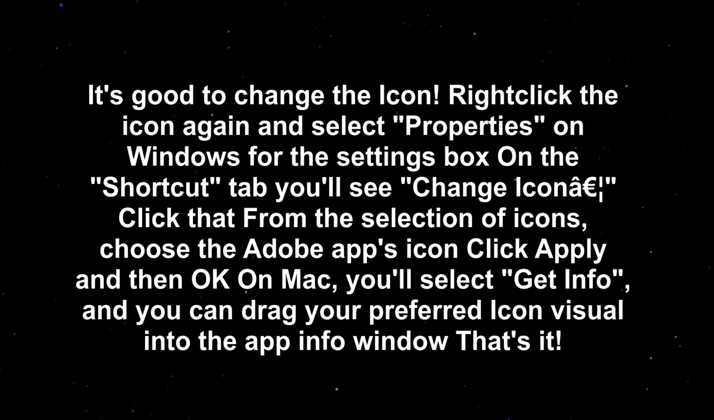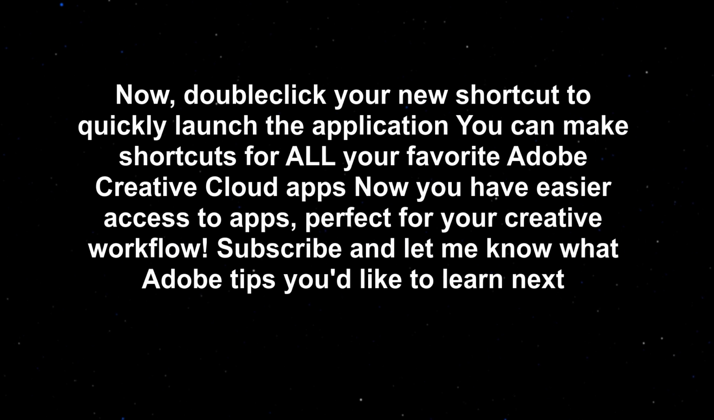Right-click the icon again and select Properties on Windows. In the Settings box on the Shortcut tab, you'll see Change Icon. Click that, and from the selection of icons, choose the Adobe Apps icon, click Apply, and then OK. On Mac, you'll select Get Info, and you can drag your preferred icon visual into the Get Info window. That's it. Now, double-click your new shortcut to quickly launch the application.